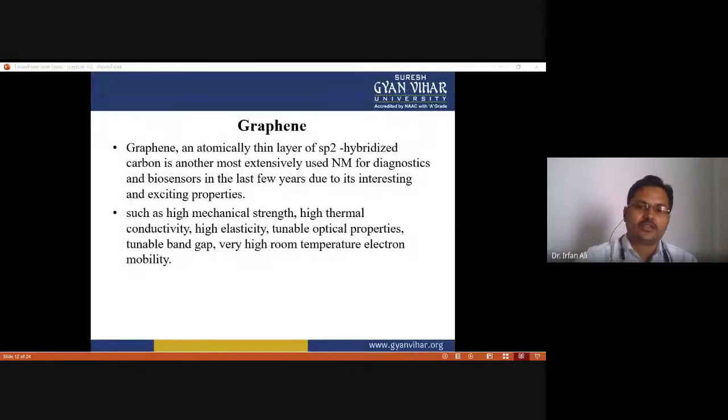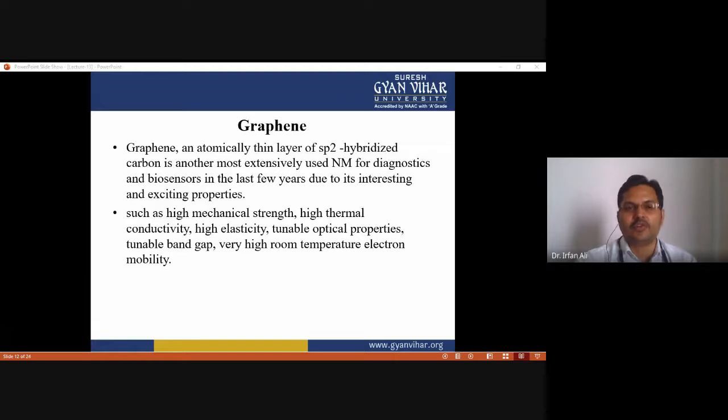Now the graphene. So graphene is again an atomically thin layer that has sp2 hybridized carbon, another extensively used nanomaterial, along with gold nanoparticles, for diagnostics and biosensor development. Okay, because they have properties like high mechanical strength, high thermal conductivity, high elasticity, and optical properties. Okay, and very high room temperature electron mobility, and demonstration of the room temperature quantum Hall effect.